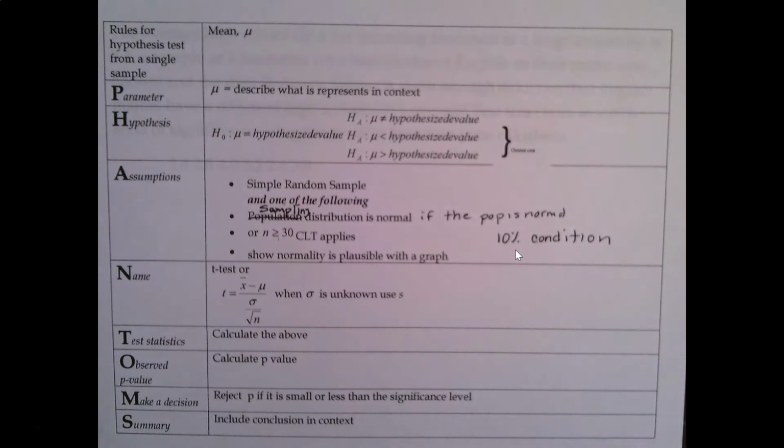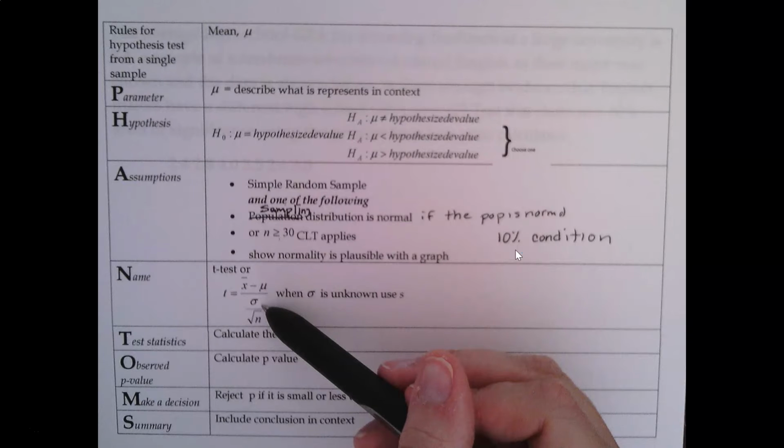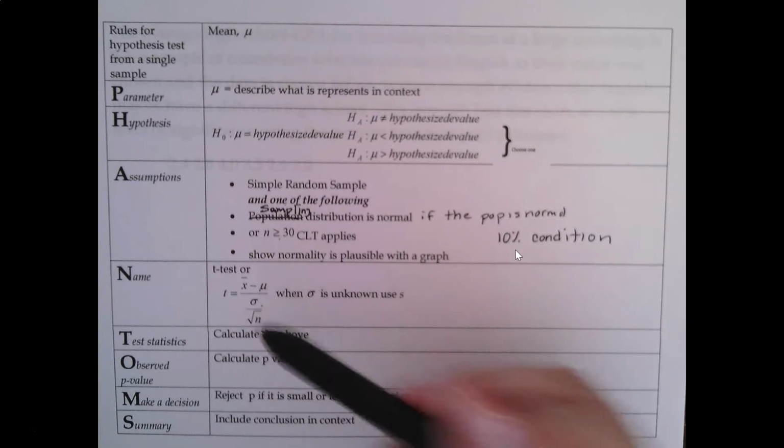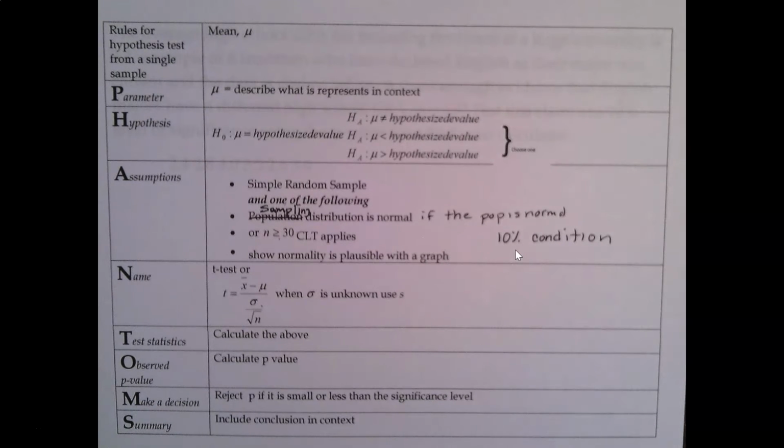Now, your test statistic is also going to be t. Okay, you're going to take the statistic minus the parameter divided by the standard error. Again, remember, a lot of times in this case, you do not know the population standard deviation, so you're going to use s. You calculate the test statistic, get your observed p-value, make your decision. Remember, the smaller your p-value, the stronger the case against the null. Okay, if you need a sample alpha to go by, if it's less than 0.05, reject it. Okay, then you have your summary.